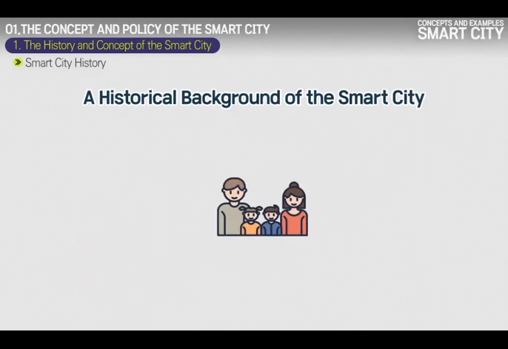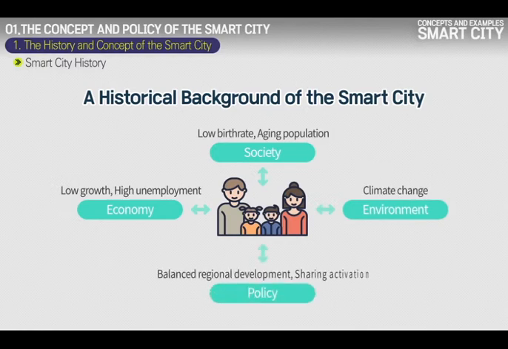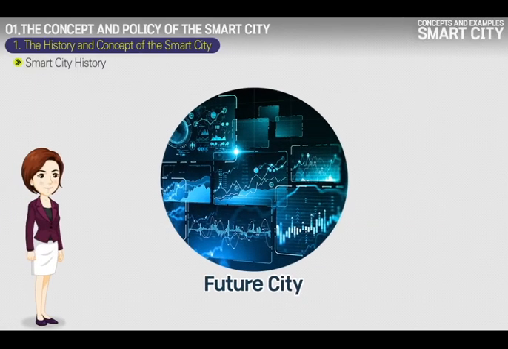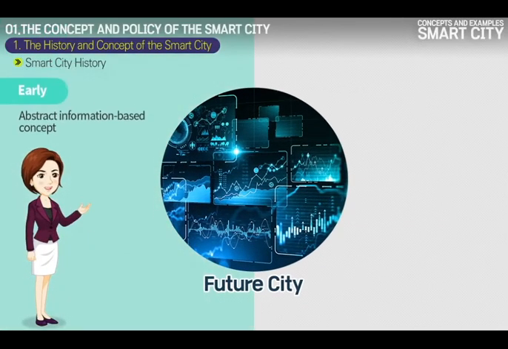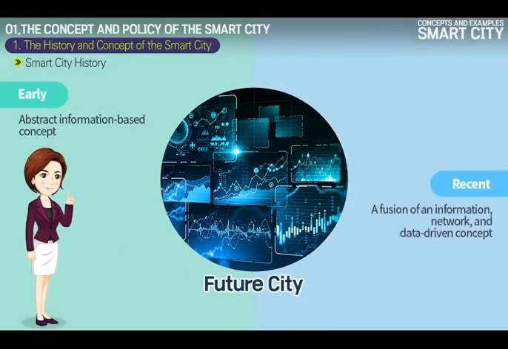Smart city, one of several future city models, was created to solve social problems such as low birth rate and aging population, economic problems such as low growth and high unemployment, environmental problems such as climate change, and political issues such as balanced regional development and activation of sharing. The early concept of a future city was an abstract information-based concept, but it has recently evolved into a fusion of an information network and data-driven concept.